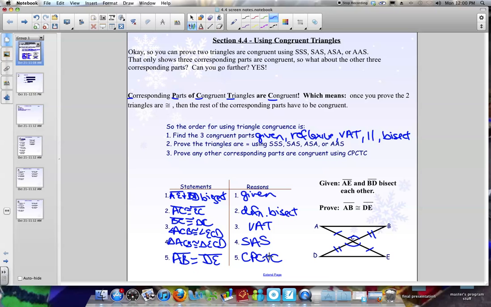I could have used CPCTC to show that angle A was congruent to angle E, or also that angle D was congruent to angle B. I could have used CPCTC for that as well. That concludes this lesson on how and when to use CPCTC.